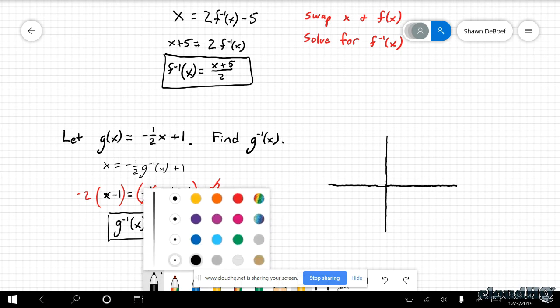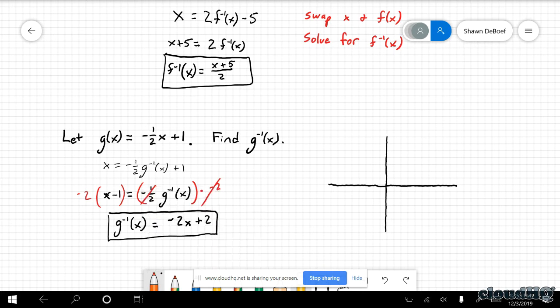All right, I'll use 2 different colors here. Okay, I'll do g of x first. How do I intercept a +1? A slope of -1/2. You will have some problems that ask you to graph both of the functions.